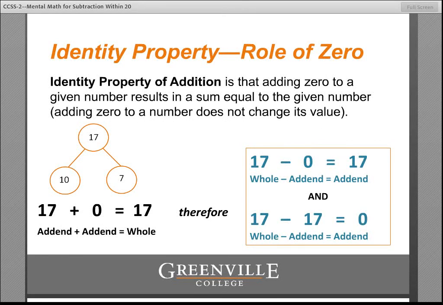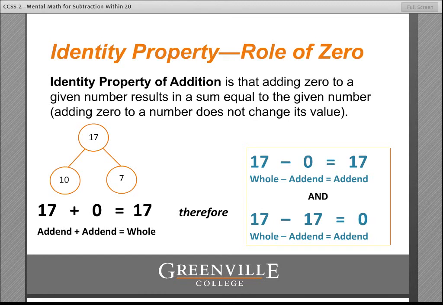So when the difference between two numbers is 0, or when the number being subtracted is 0, then we have a unique situation, which makes for a set of really easy facts. So 17 minus 0 on the top, we're subtracting 0. We use the identity property of addition. Subtracting 0 from a number or adding 0 to a number does not change the value of that number.